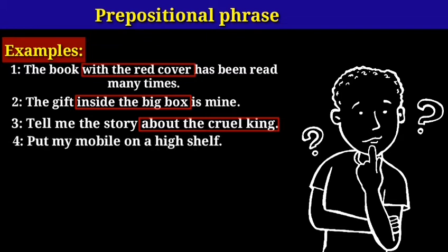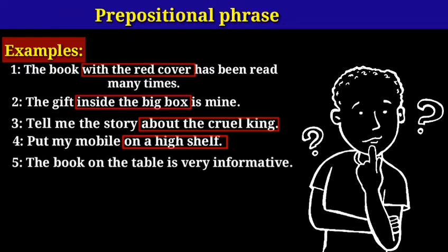Put my mobile on a high shelf. In this sentence, on a high shelf is a prepositional phrase because it is a group of words, it starts with a preposition and there is no subject-verb combination, and that is why it is a prepositional phrase. The book on the table is very informative. In this sentence, on the table is a prepositional phrase because on is a preposition and it is in the beginning of it, and this preposition has its own object, the table. So now it becomes a prepositional phrase.